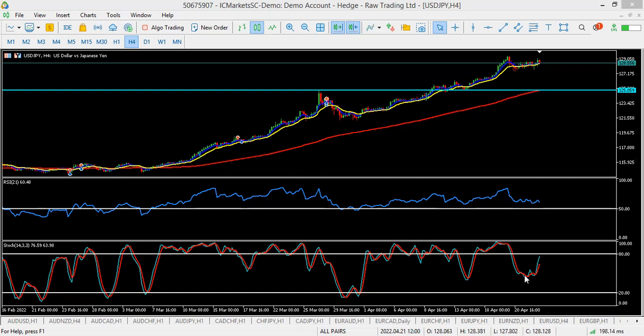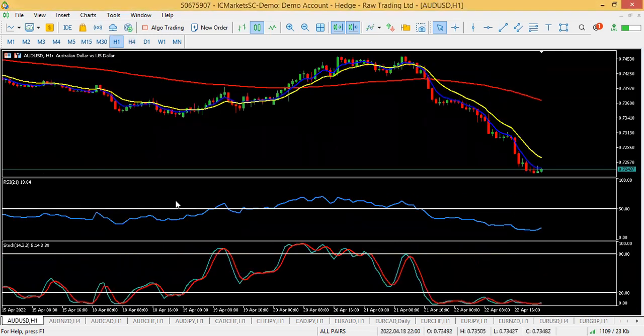Okay, so let's get started with this week's analysis. This week's analysis is between Monday 25th of April to Friday 29th of April 2022. Okay, so guys, let's get started. The first thing I'm going to be taking a look at right now is AUD/USD.